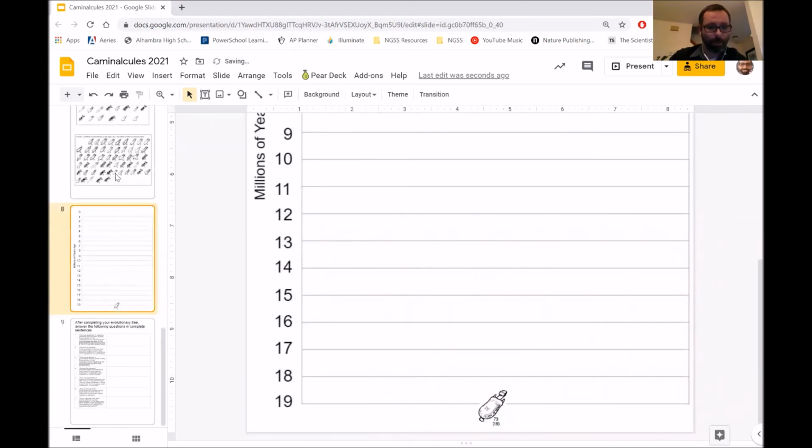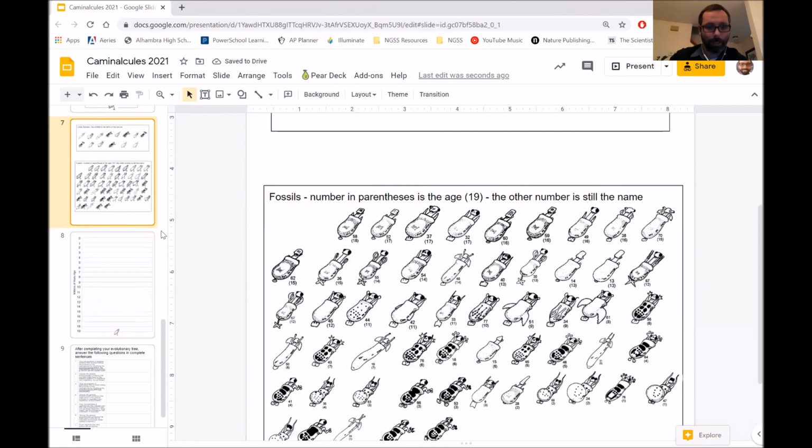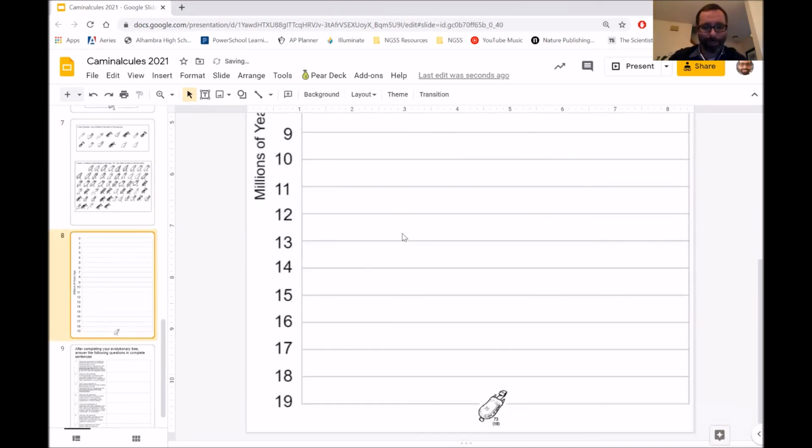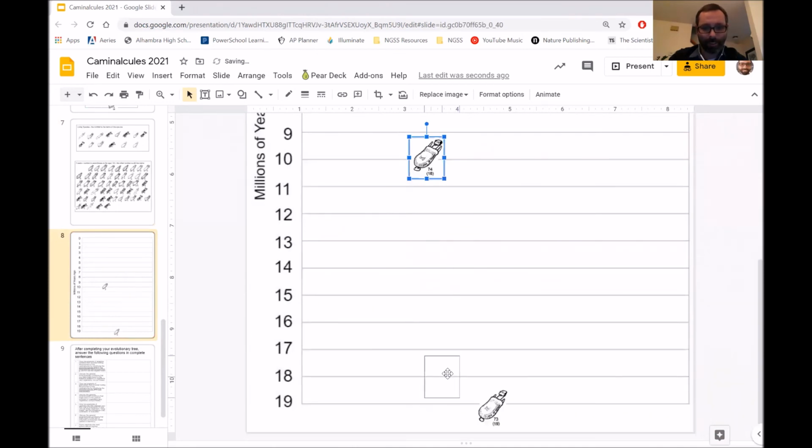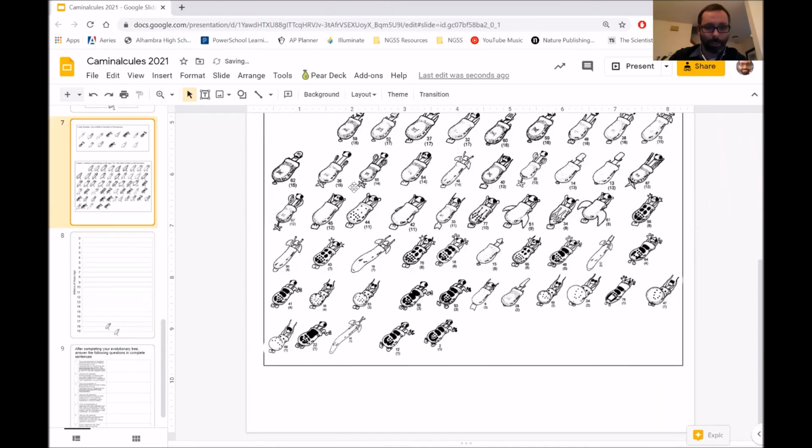Oops, I just totally messed up my thing. And so I think I totally just jacked this up. So I'm going to undo a bunch of things. There we go. I'm going to cut that, and then I'm going to paste it. All right, so that's an 18 million years. So I'm going to put it on the 18 line. There's another one that's 18 million.